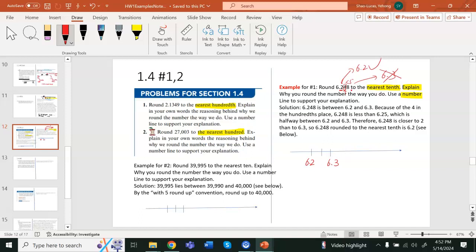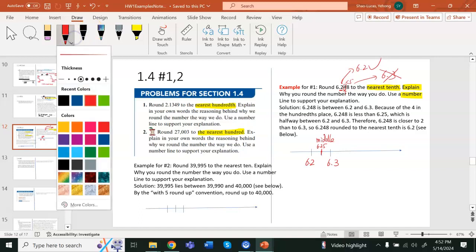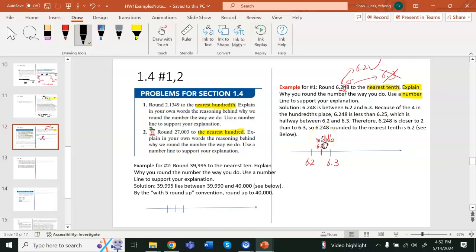Now usually we will find the middle point. Maybe it doesn't look very good, but this one is the middle right here. And we know the one in the middle is exactly 6.25. So why do we always compare to 5? Because halfway through any place is always 0.5 or 0.05 or 0.005. For example, halfway from 0 to 1 is 0.5. But if you have 0 to 0.1, halfway is going to be 0.05. So it's always half of the length of the interval. That's why we always compare to the digit 5.